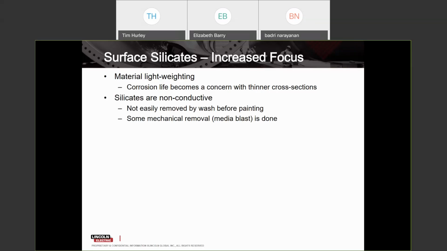Dealing with that corrosion life is a problem with silicates because they are non-conductive. They don't wash and clean very well, and expensive material removal such as media blasting is not typically done. It is in some industries, but is not typically done in high volume production. The silicates themselves do not paint very well, so paint adhesion is an issue.